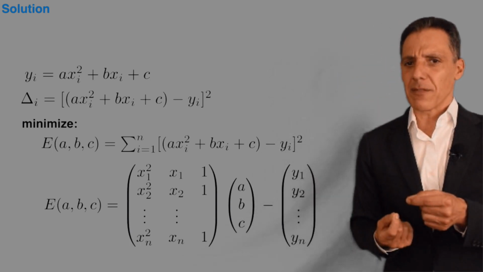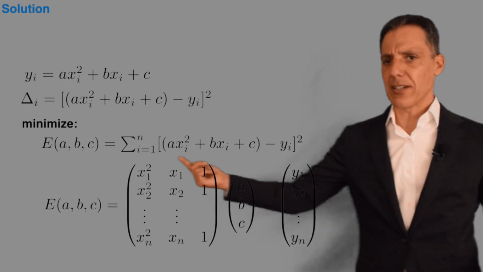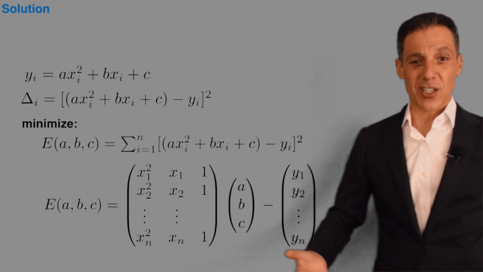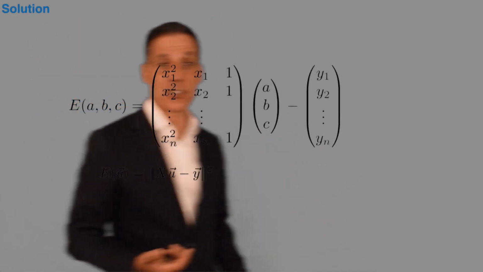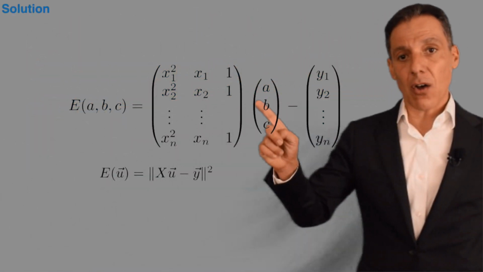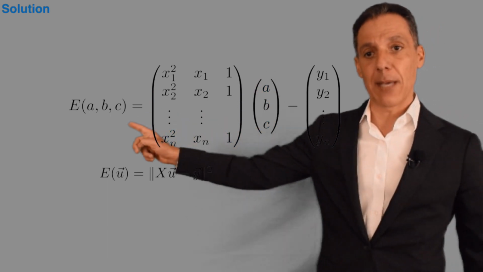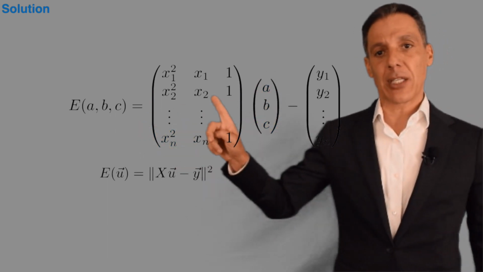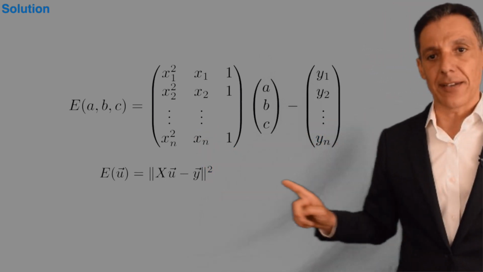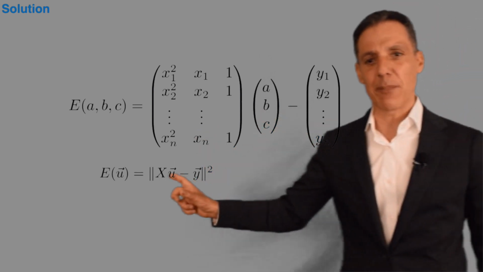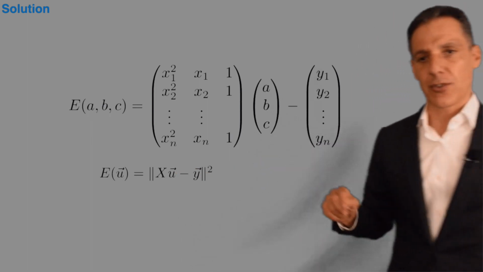So now it's sounding very familiar. All I had to do was add another column here, another row here, but everything looks the same at this point. Okay, so let's see what we have. Let me call this vector U, A, B, C, a column vector U. Let me call that matrix X, and let me call that vector Y. And now my quadratic error function looks like this, where again I'm using the vector norm notation in the square.